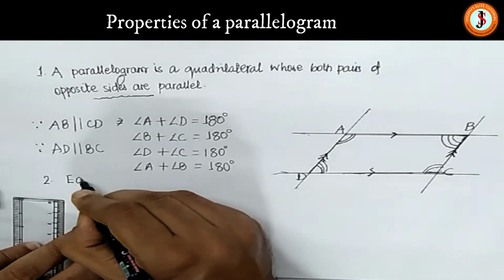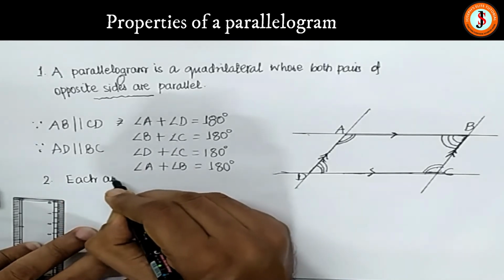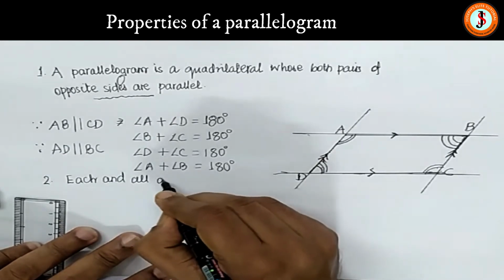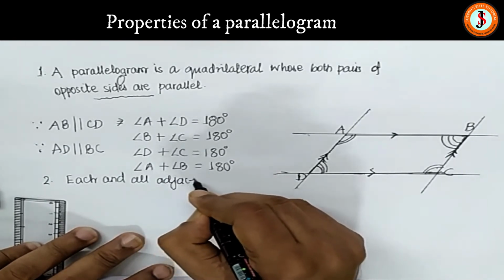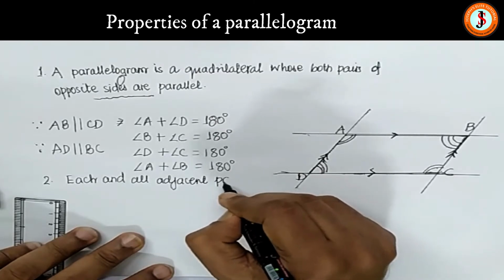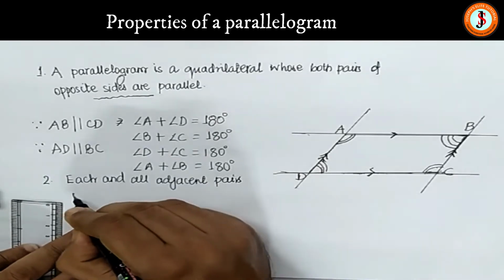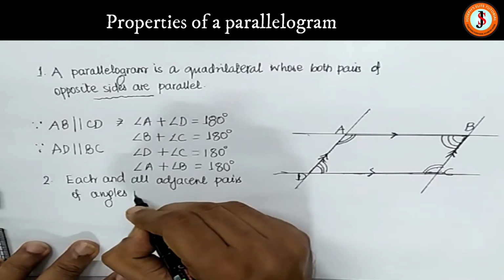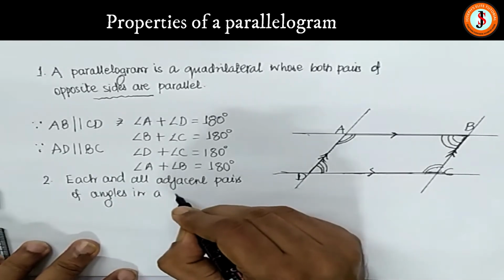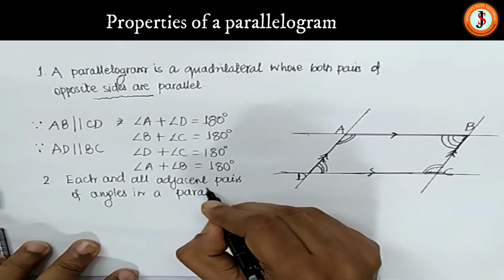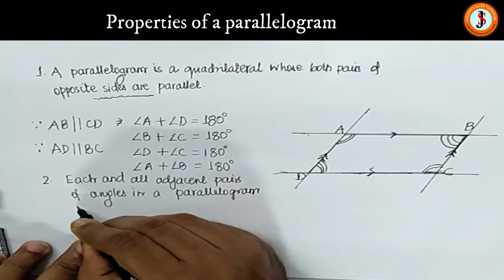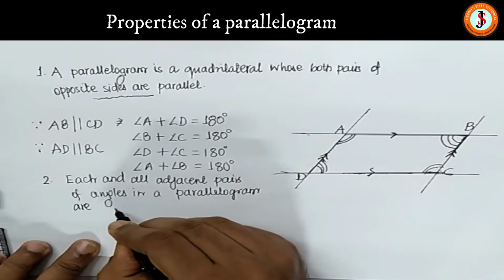So we get the second very important property of a parallelogram, that each and all adjacent pairs of angles in a parallelogram are supplementary.